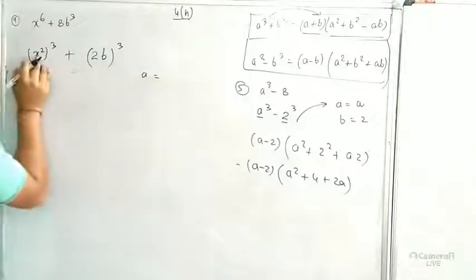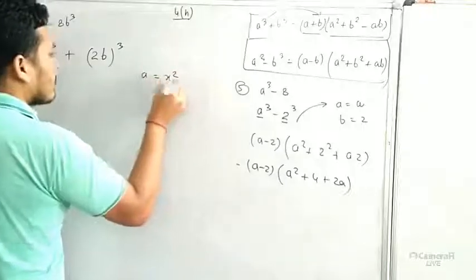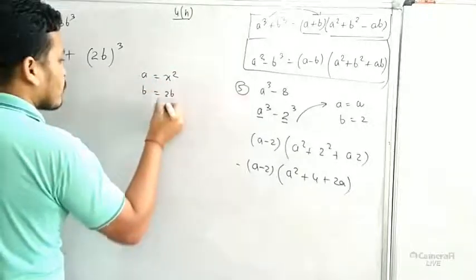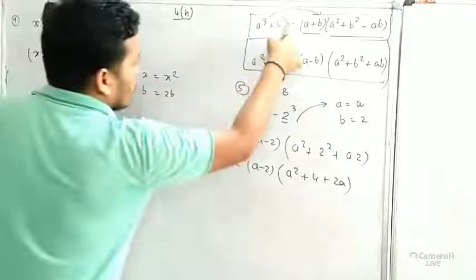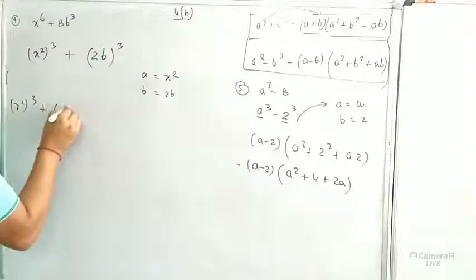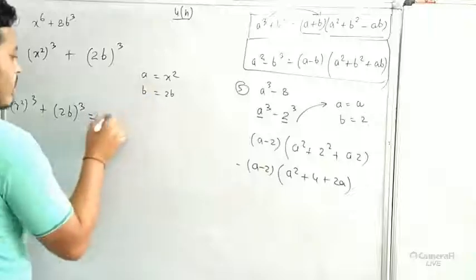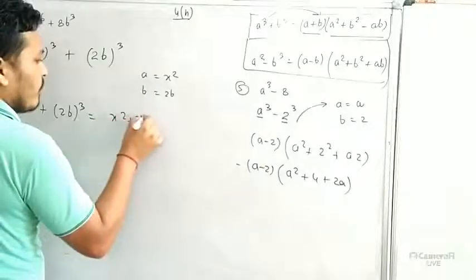A is equal to x square, and b is equal to 2b. The formula is positive in this case: (x to the power 2) whole cube plus (2b) whole cube is equal to (a plus b), where a plus b means x square plus 2b.